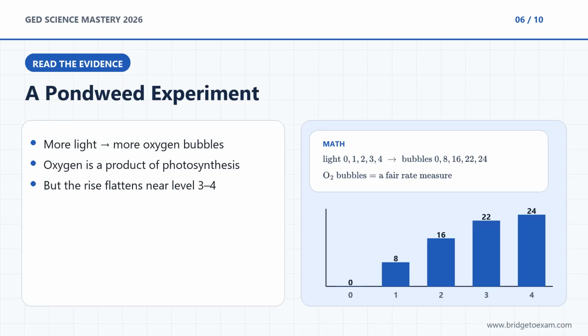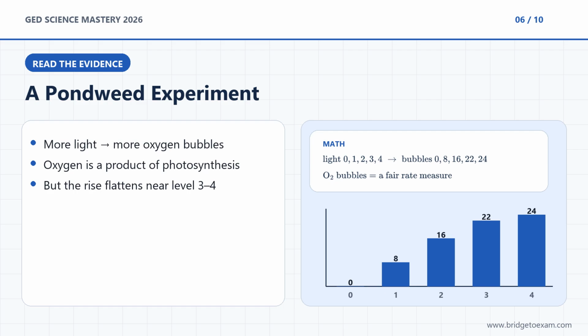A student put a water plant, pondweed, in a beaker and shone a lamp on it from different distances, changing how much light reached the plant. She counted the oxygen bubbles it released each minute. And remember, oxygen is a product of photosynthesis, so counting bubbles is a fair way to measure the rate.